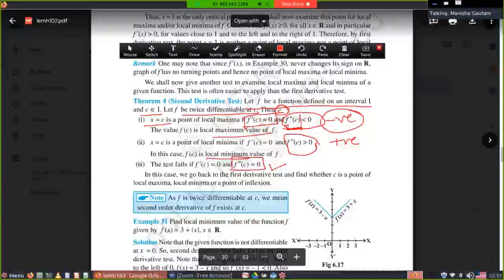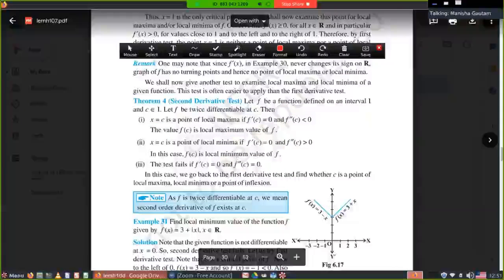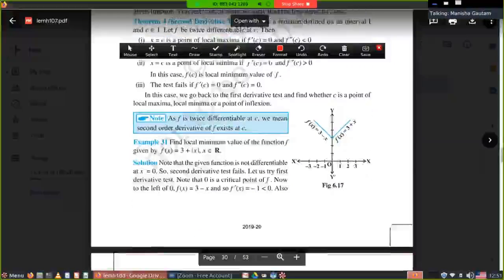Now how to do such type of questions? Here is example number 31. Find the local minimum value of the function f given by 3 plus mod x. Note that the given function is not differentiable at x equal to 0, so the second derivative test fails.